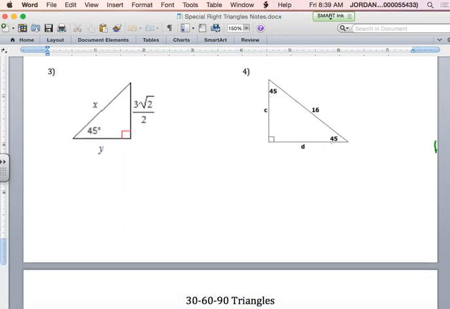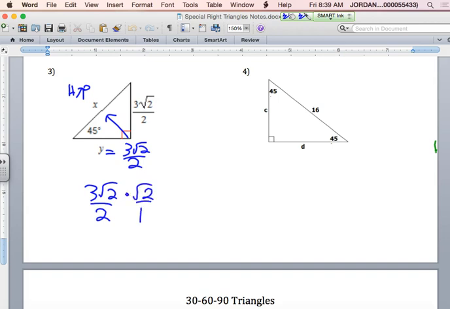Okay, number 3. Right here's your hypotenuse, so we need to find that. But we're given the leg. Again, the legs are equal to each other, so y is also 3 square root of 2 over 2. And then in order to find the hypotenuse, you take whatever the leg is, and you multiply it by the square root of 2. We'll put it over 1.